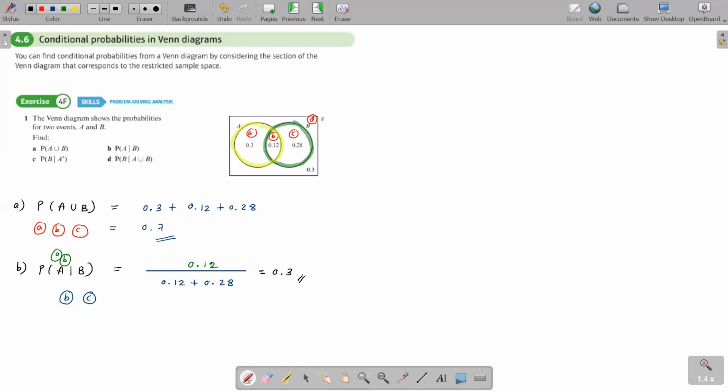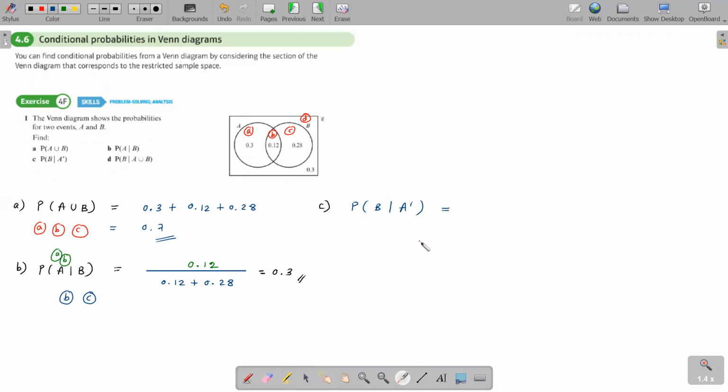All right, guys, we'll move on to part C. This A, B, C, D thing is really optional. You don't need to do that. As long as you can identify regions properly, you don't need to mark any of this, okay? Part C, probability B given A dash. Probability B given A dash. All right, so guys, A dash.